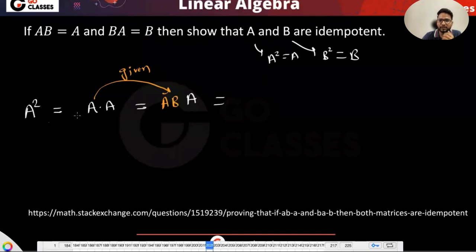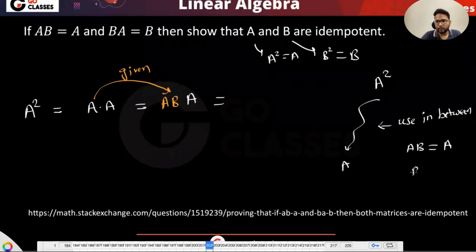So I started with A square. I want to start with A square, and ultimately I want A. And what can I use in between? Is this AB equal to A and BA equal to B? So I want to start with A square and ultimately get A. I want to get rid of this AB. This BA is B.